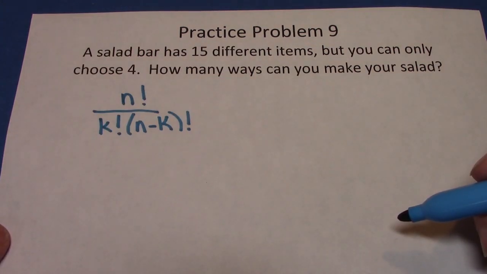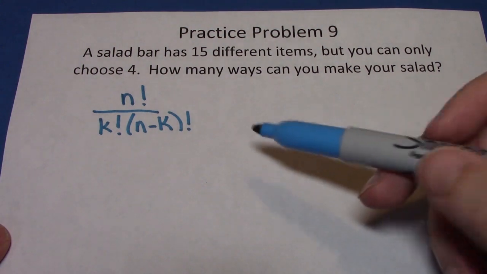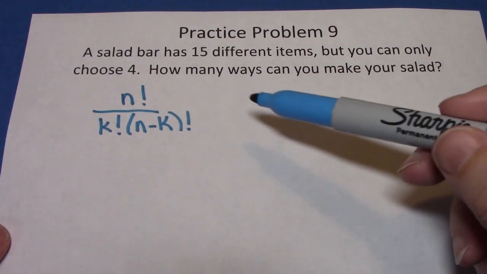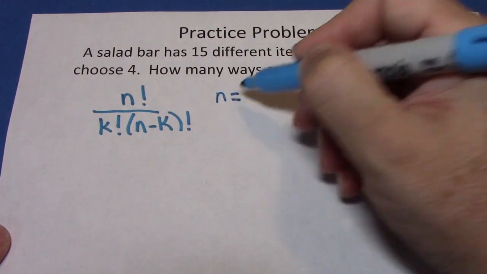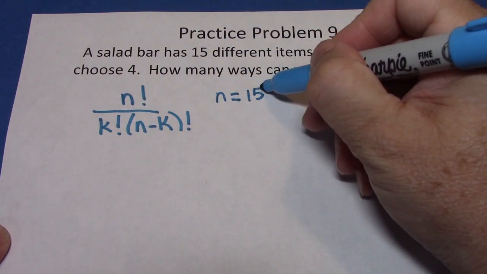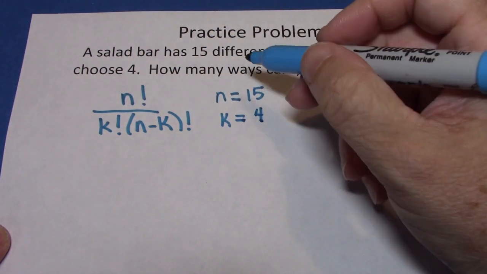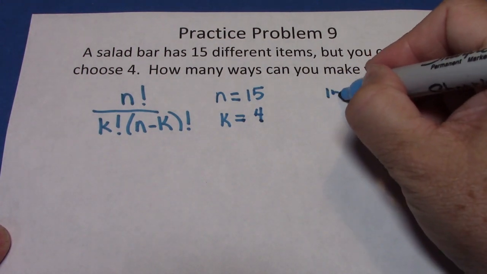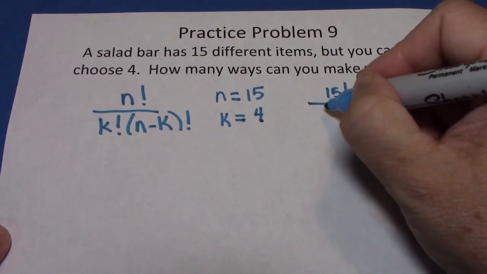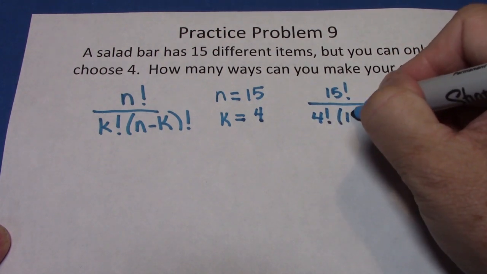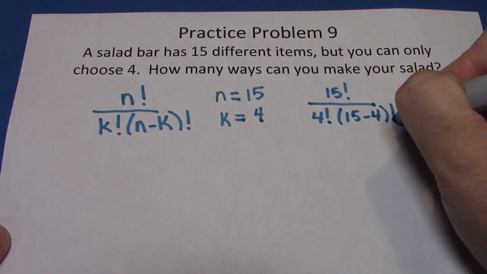Problem 9. A salad bar has 15 different items, but you can only choose 4. How many ways can you make your salad? Well, this is a combination because the order in which you select your toppings doesn't matter. So the formula that we're going to use is the one for combinations, and this is where n is the total number of choices, that's 15, and k is how many you're going to select, that's 4. So replacing that in the formula, we get 15 factorial over 4 factorial times 15 minus 4 factorial.